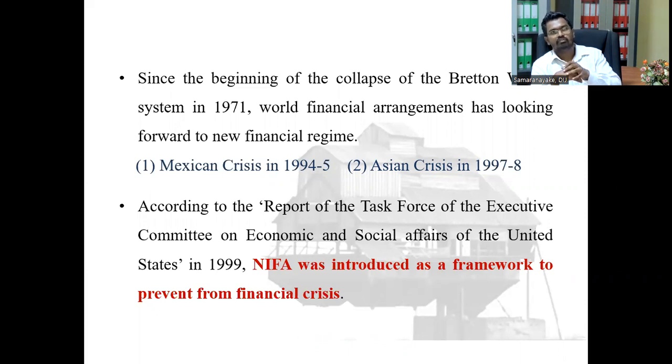The report of the task force of the Executive Committee on Economic and Social Affairs of the United States in 1999 said they would introduce a new framework to stabilize global financial problems, and they called it the new international financial architecture, which was introduced as a framework to prevent crises across the globe, right? So that's what they said. Anyhow, practically what was happening is that this new international financial architecture works as a system which of course highlights that the US can lead the whole currency regime and financial regime globally, right?